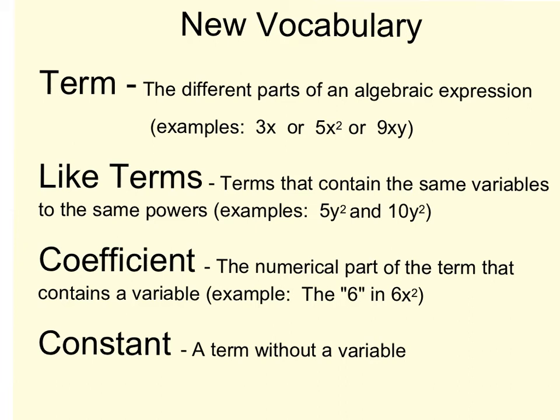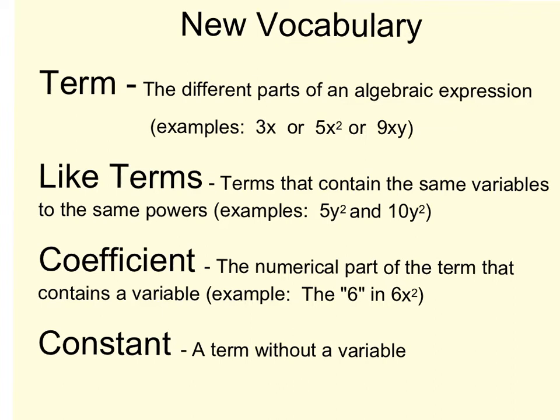Today we're going to talk about algebraic expressions. Here are some new vocabulary terms for you. The first one is term. It's the different parts of an algebraic expression. For example, 3x, or 5x squared, or 9xy.